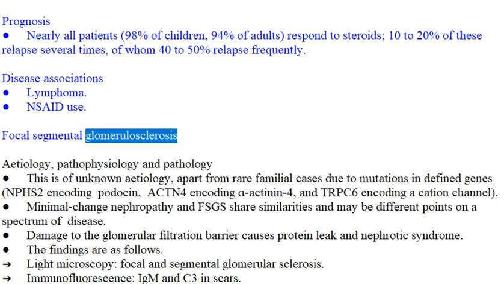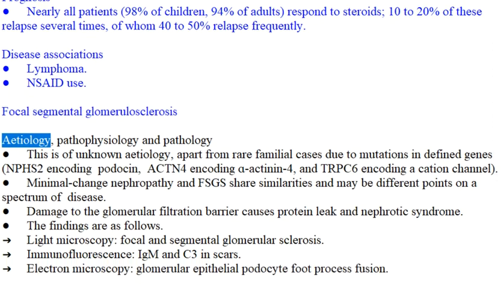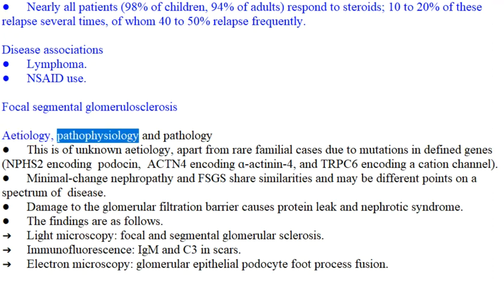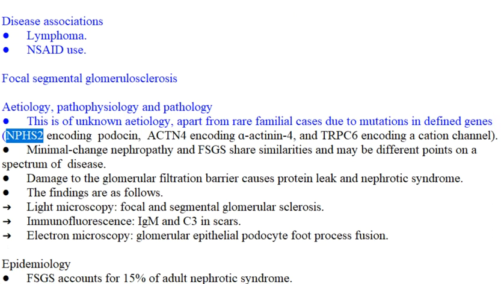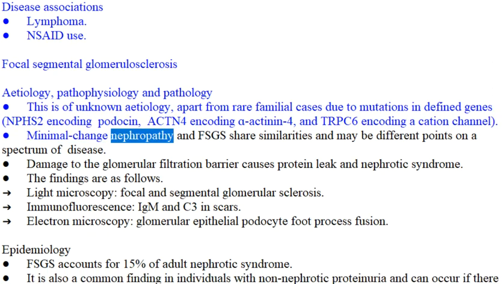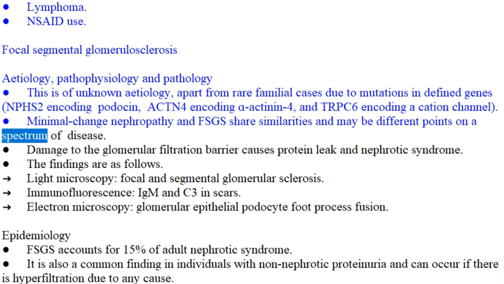Focal segmental glomerulosclerosis. Etiology, pathophysiology, and pathology. This is of unknown etiology, apart from rare familial cases due to mutations in defined genes, NPHS2 encoding podocin, ACTN4 encoding actinin 4, and TRPC6 encoding a cation channel. Minimal change nephropathy and FSGS share similarities and may be different points on a spectrum of disease.